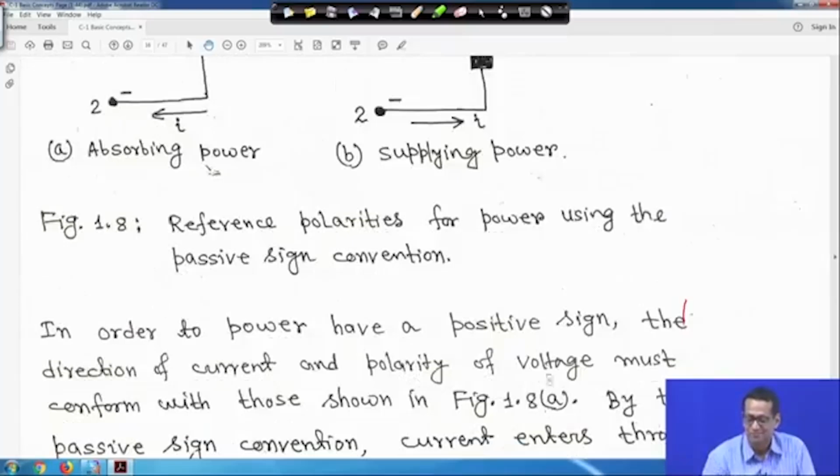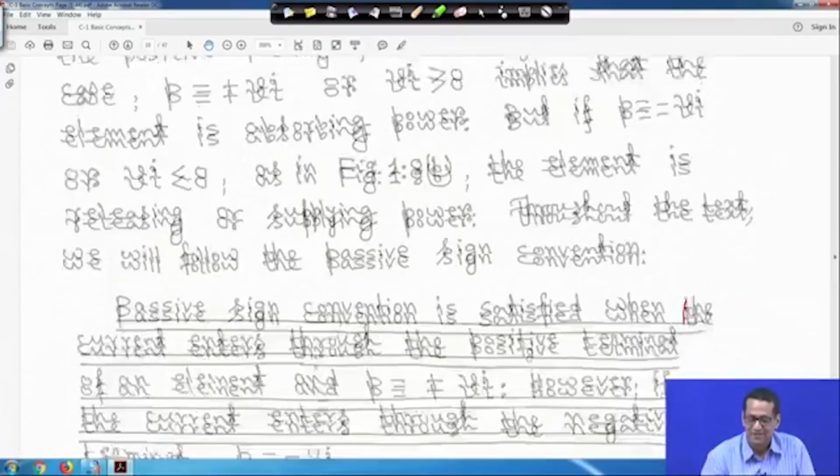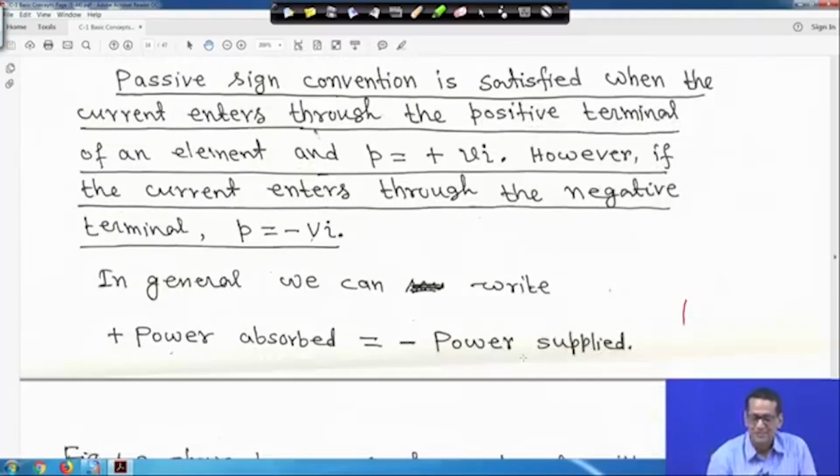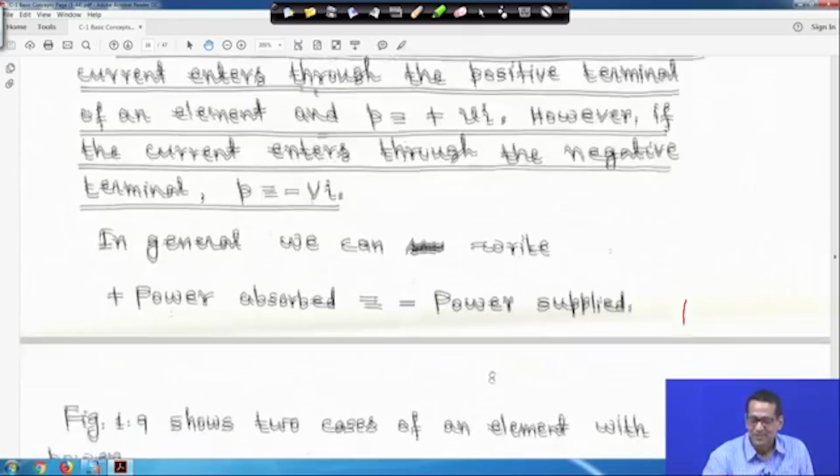This is required. So, in general we can write power absorbed is equal to minus of power supplied. It is the same concept as I12 is equal to minus I21, V12 is equal to minus V21. In a similar way you can write power absorbed is equal to minus power supplied, because the power balance or energy balance equation always has to be satisfied.